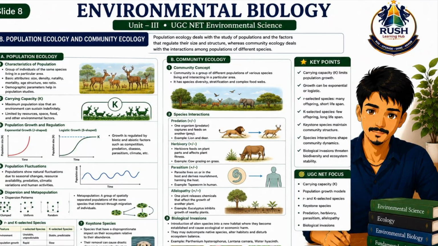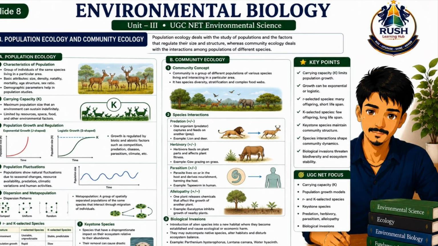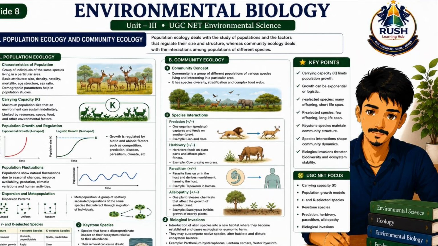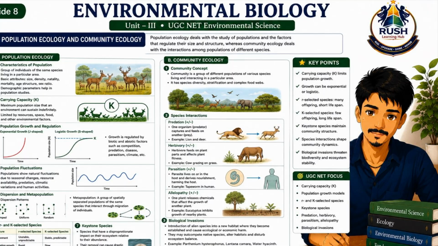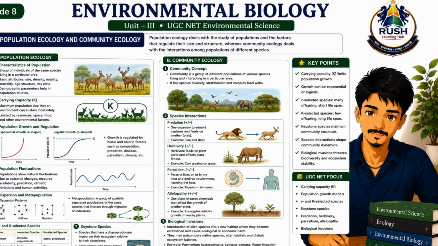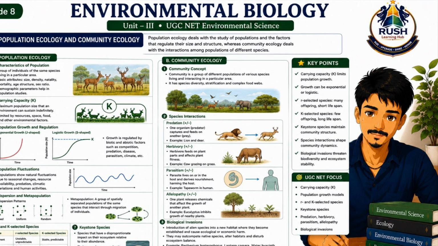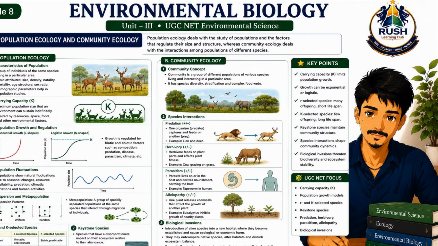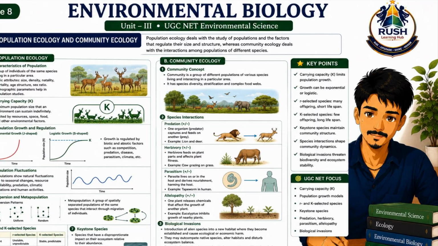The characteristics of a population include population size, density, natality, mortality, age structure, and sex ratio. These parameters help ecologists understand population dynamics and predict future changes. One of the most important concepts in population ecology is carrying capacity, denoted by the letter K. Carrying capacity refers to the maximum number of individuals that an environment can support sustainably with the available resources. When the population reaches its carrying capacity, growth slows down and eventually stabilizes.